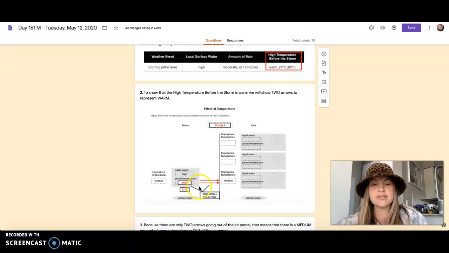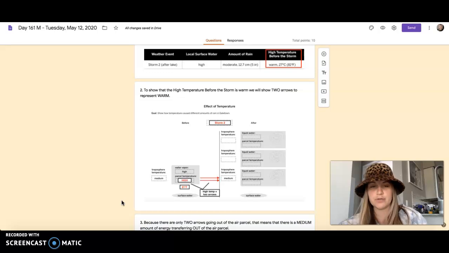And what I show is arrows coming out of the air parcel, because energy is pushing out of the air parcel, right? When there's that energy transfer of hot air in the air parcel and cooler air around the air parcel, energy is transferring out of the air parcel. It says high temperature equals 2 arrows. So maybe if I were to draw low temperature, it would be 1 arrow. If I were to draw really, really high temperature, it would be 3. But just high temperature is 2 arrows.